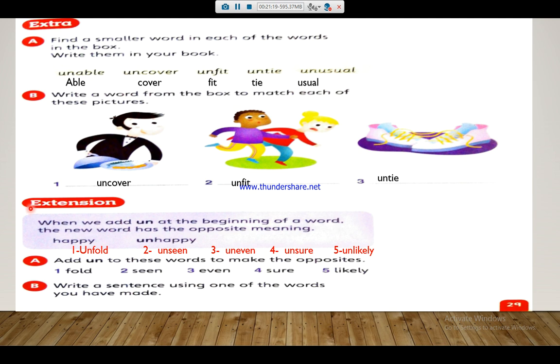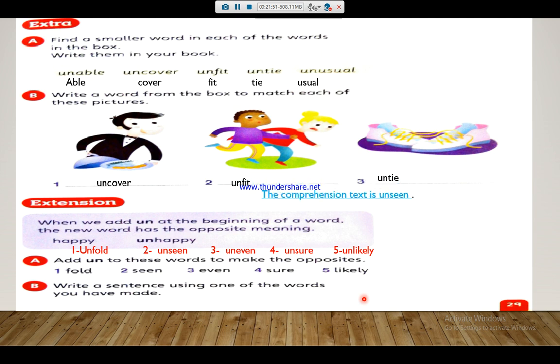We are doing the same extension exercise, but now we are working on exercise letter B. In exercise letter B, it wants you to write a sentence using one of the words you have made. So we will use one of these five words to make sentences. What I want you to do now is to draw a line and write neatly on the line. So, what do you think the sentence is going to be?